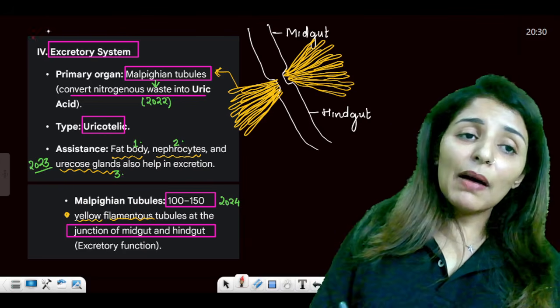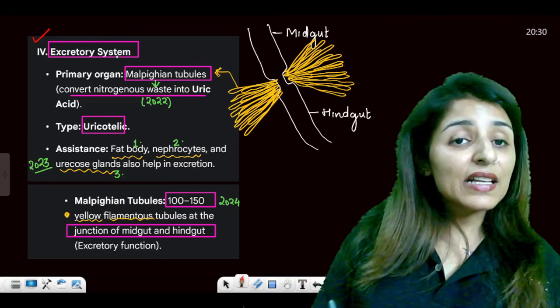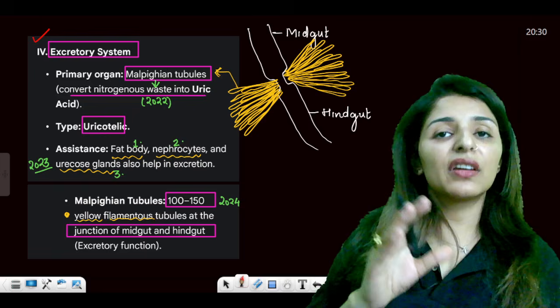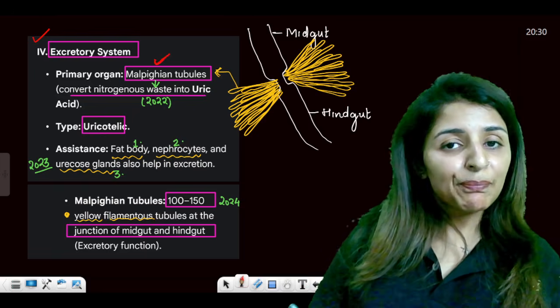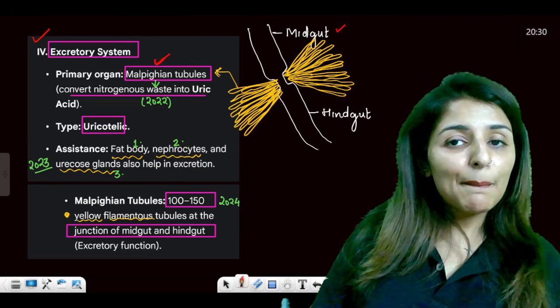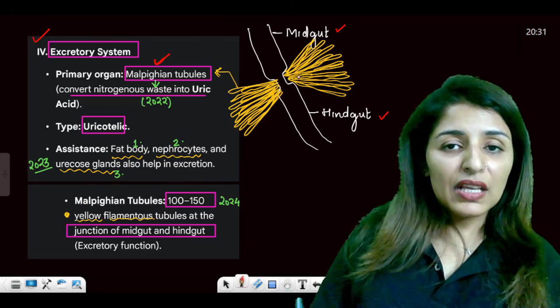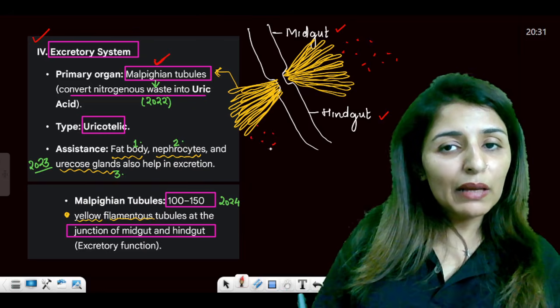Then, talking about the removal of nitrogenous waste and osmoregulation, the excretory system consists of different structures. The main structure is malpighian tubules. Now, these malpighian tubules are present at the junction of midgut and hindgut. Surrounding the alimentary canal is all hemolymph, right?